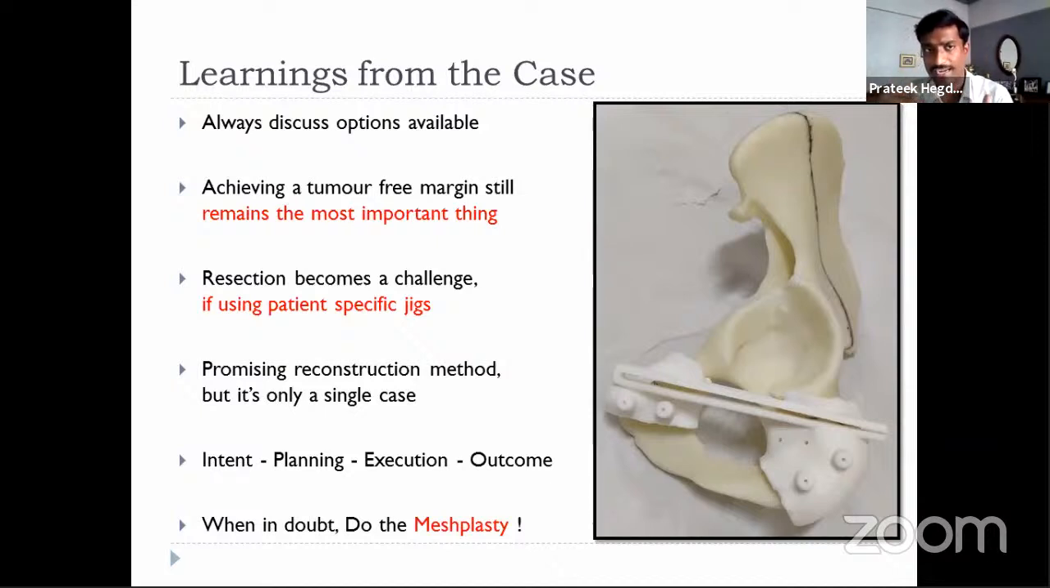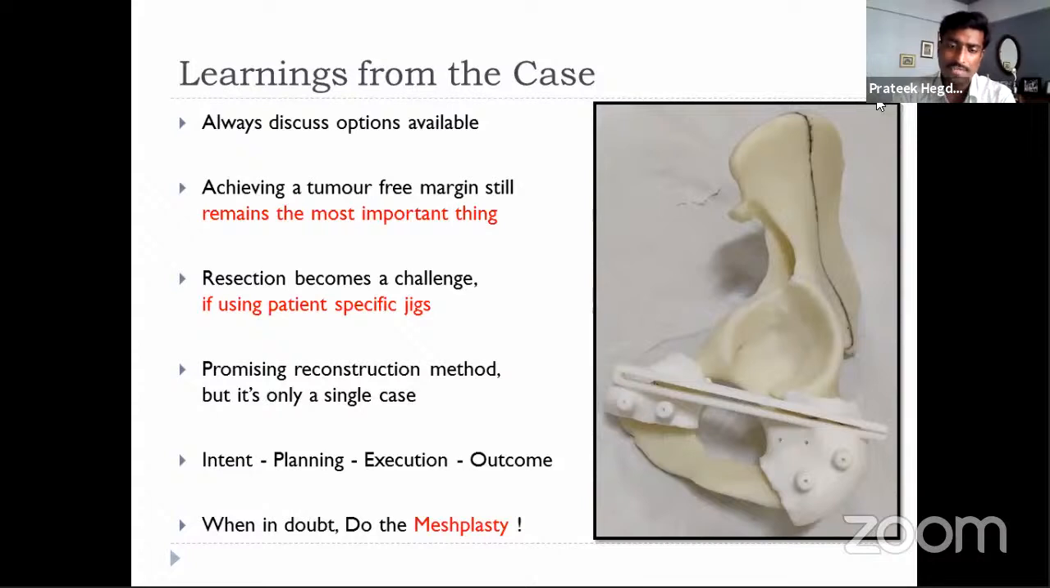So we end up dissecting more than what we would if it was only a pure resection. And that was one challenge that we had during the surgery. This is a promising reconstruction method, but we have only an experience of a single case and probably not the most ideal case to do this on.